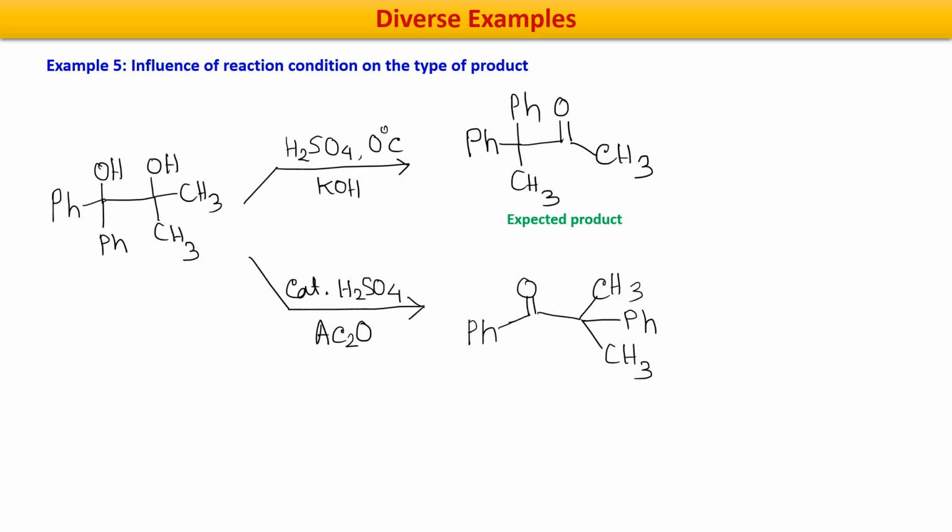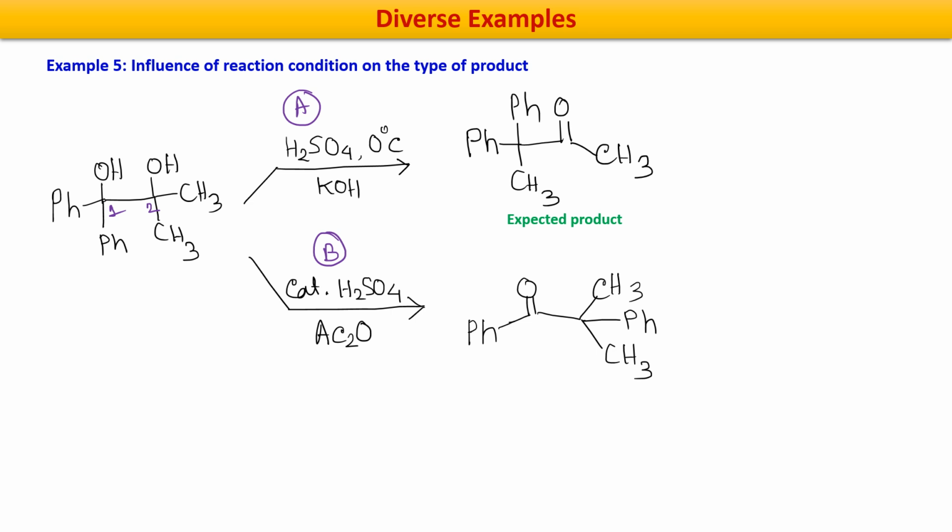Next example, influence of reaction condition on the type of product. Now look at the first condition. Suppose it is condition A, this is condition B. So in condition A, we are getting the expected product because the carbocation will be generated at carbon number 1 because the two phenyls are there. Now one of the CH3 will be migrating, and you will be getting COCH3, and on the other side two phenyl and one methyl.